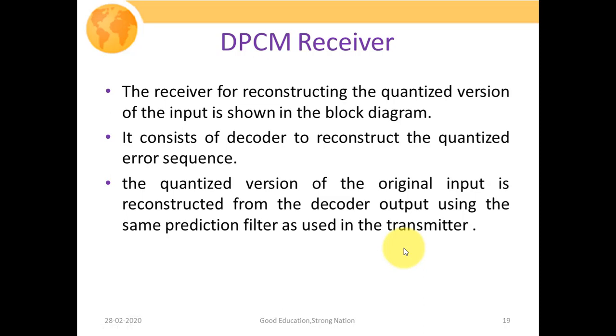The receiver, for reconstructing the quantized version of the input signal, as shown in the block diagram, basically consists of a decoder to reconstruct the quantized error sequence. This is what we had already discussed. Then the quantized version of the original input is reconstructed from the decoder output using the same prediction filter as used in the transmitter. So combining the predictor filter output and the quantized version of the error signal, we get the quantized version of the original input signal.